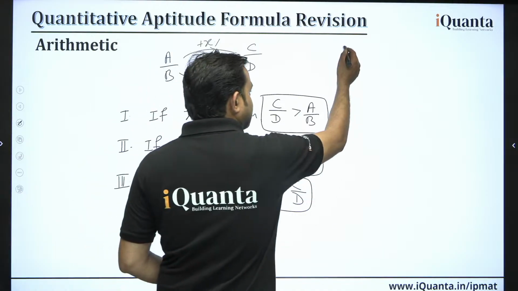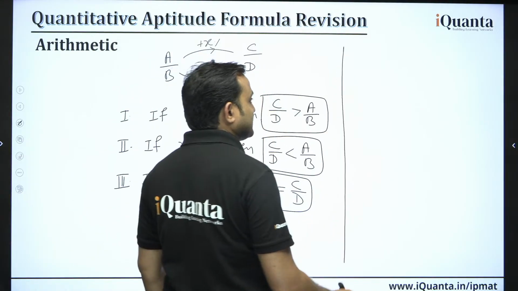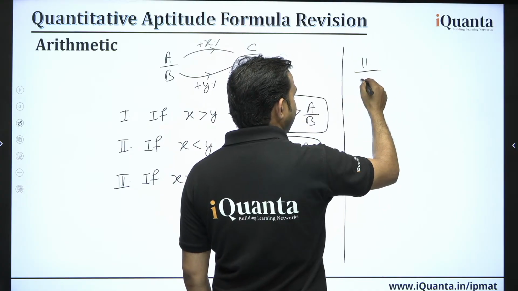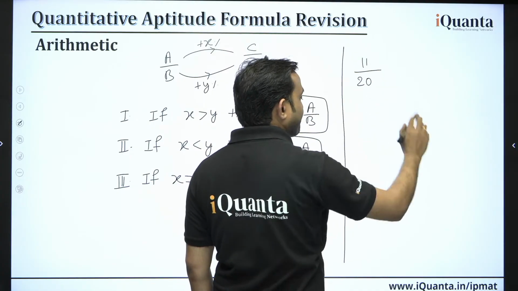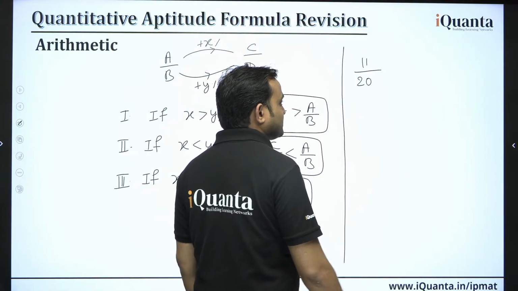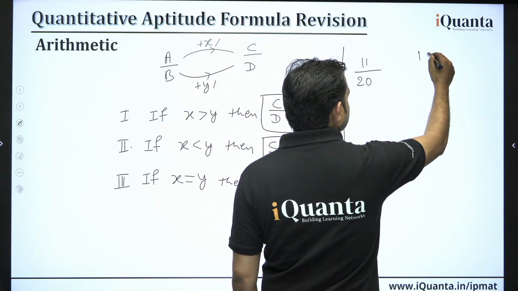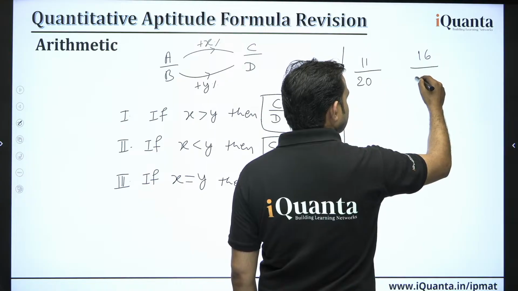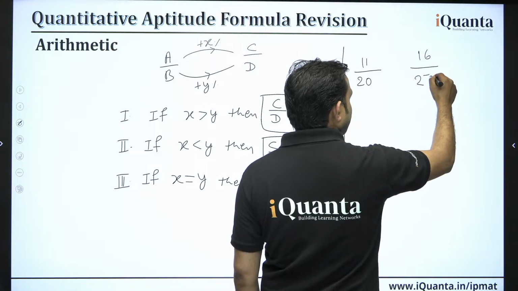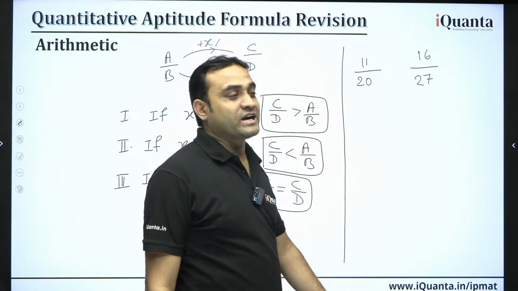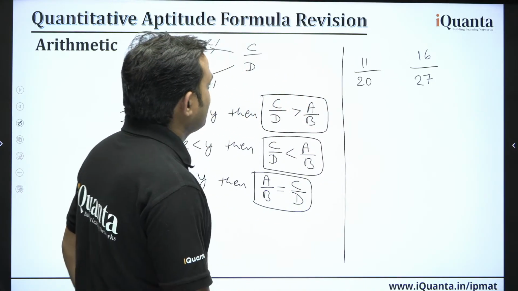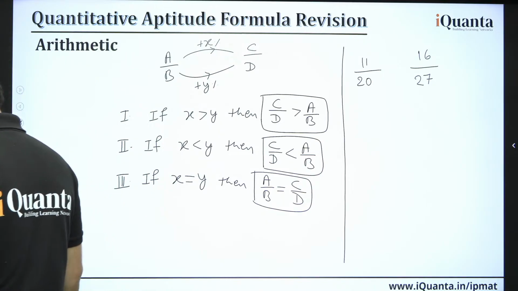If you want an example, let me tell you, let's say we have a value 11 upon 20. We have another value which is 16 upon, let's say, 27. Then how do we calculate which value is bigger? Which value is bigger, how do we calculate? Can you tell me this?